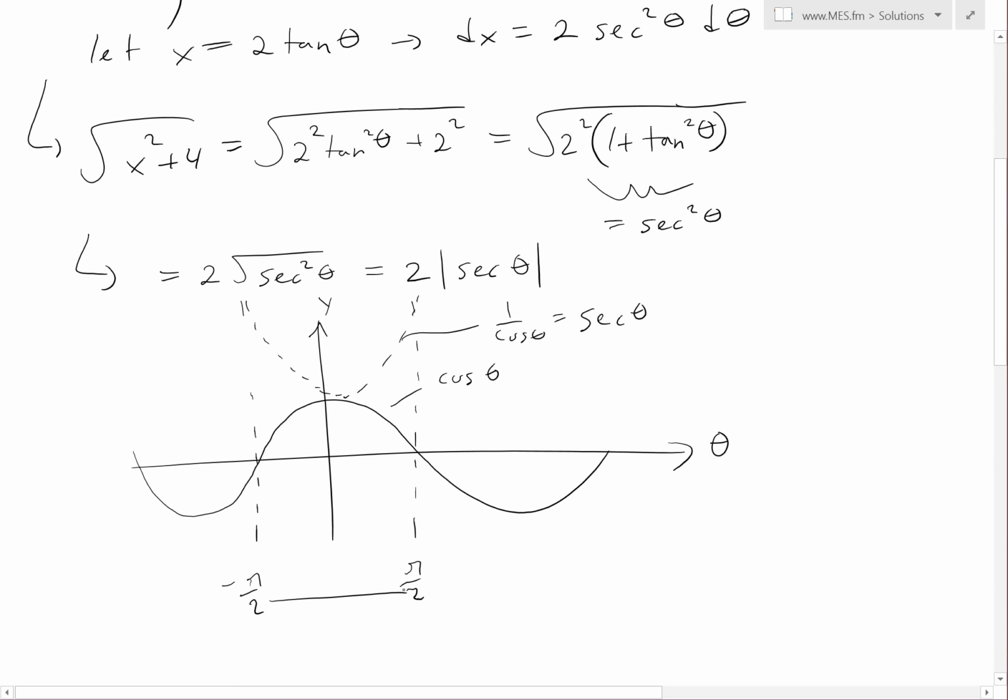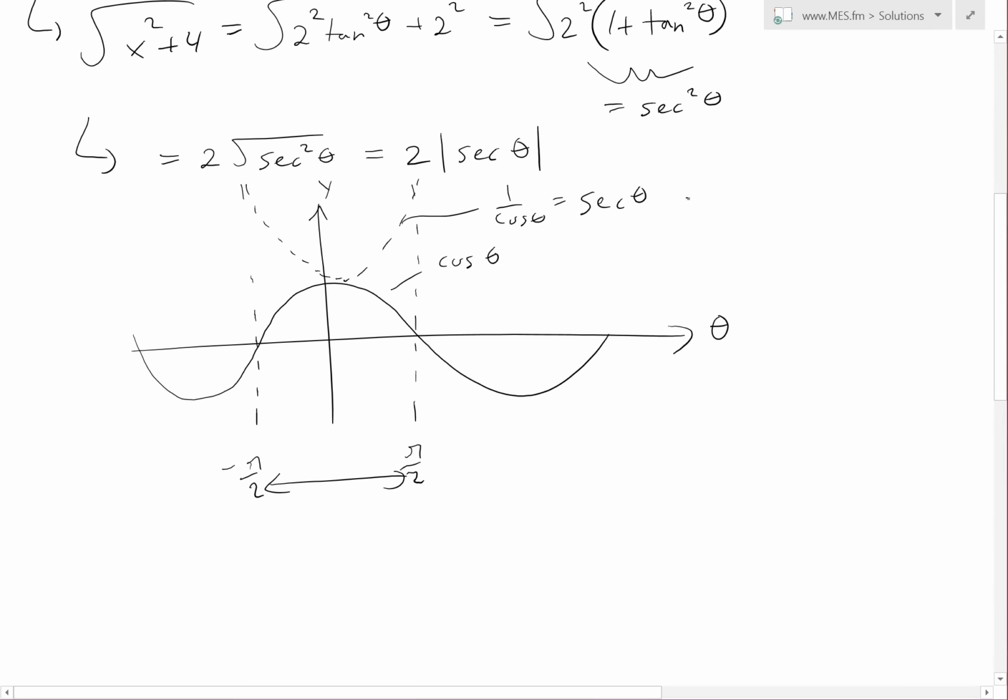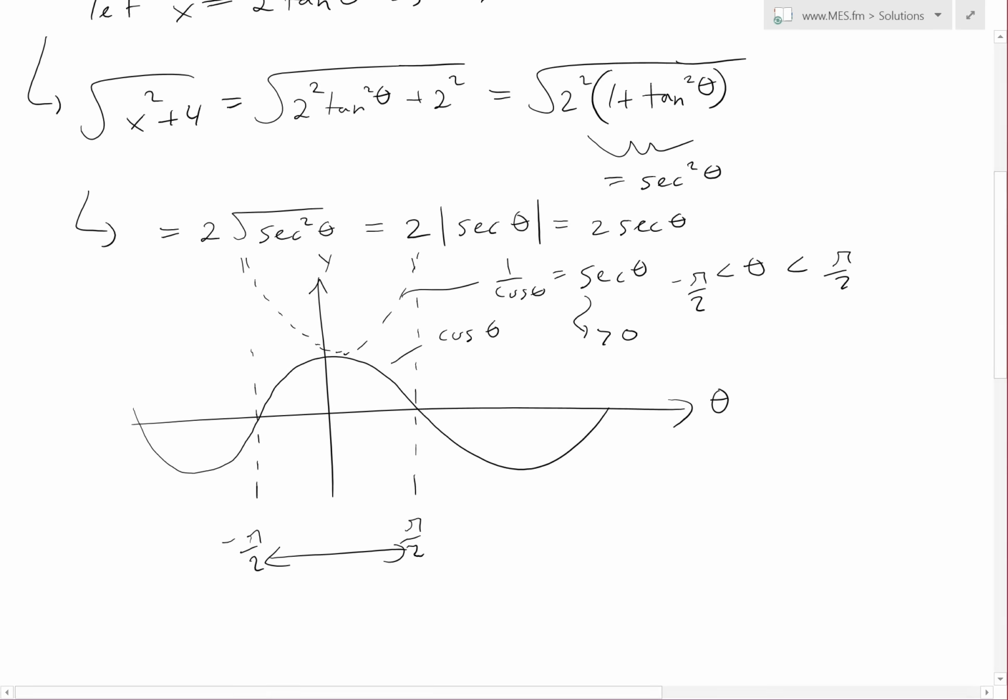So if we select this as our range for theta, then theta is less than pi over 2, strictly less, because as you can see it never actually touches it, and it's also greater than negative pi over 2. So this is always positive, greater than 0, and this is just equal to 2 secant theta. This also ensures that this is a one-to-one function.